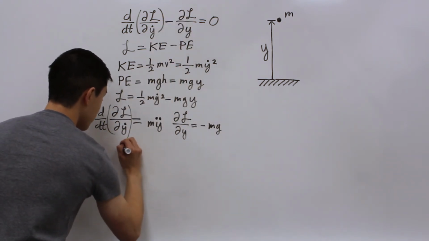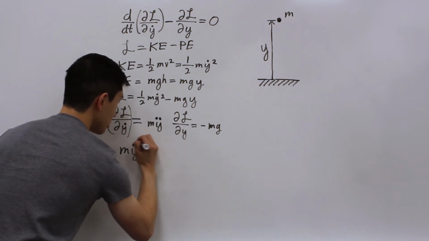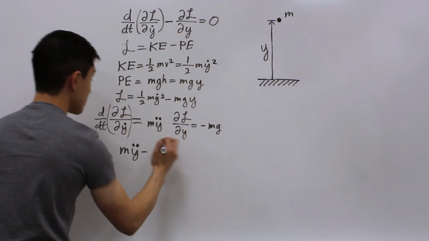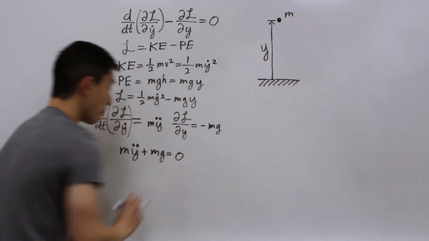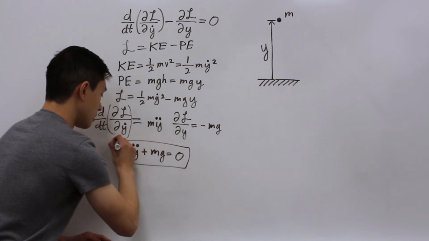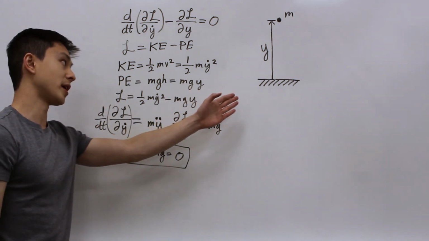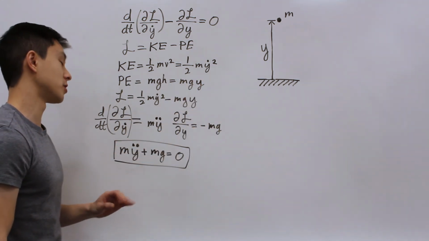So we find our differential equation of motion for a particle would be m y double dot minus, so there's two minuses, they cancel out to a positive, mg equals 0. So this is our differential equation of motion that we can solve if we want to integrate twice to get the velocity as a function of time, as well as the displacement of the particle with respect to time.